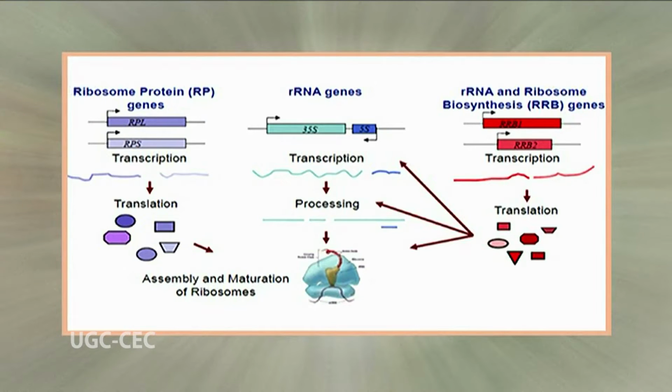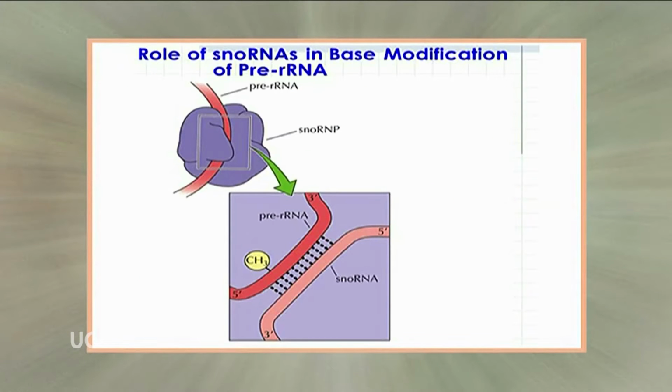The processing of pre-rRNA requires the action of both proteins and RNAs that are localized in the nucleolus. Nucleoli contain more than 300 proteins and a large number of small nucleolar RNAs, also called snoRNAs, that function in the pre-rRNA processing. Some snoRNAs are responsible for the cleavage of pre-rRNA into 18S, 5.8S and 28S products.